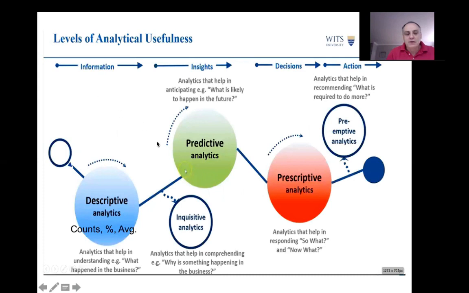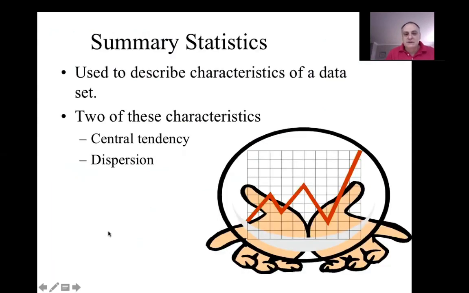Just very briefly, if we're looking at the levels of analytical usefulness, it's important for you to understand that when we talk about counts, percentages, average, that's what we call descriptive analytics. That's kind of the beginning of it, the lower end of the scale, the descriptive statistics, and we're going to look at a lot of that. So looking at the summary of statistics, the key point here and why we're looking at this, is two key things to understand a data set: where's the middle of the data, the central tendency, and how widely spread is it? What's the dispersion of it?